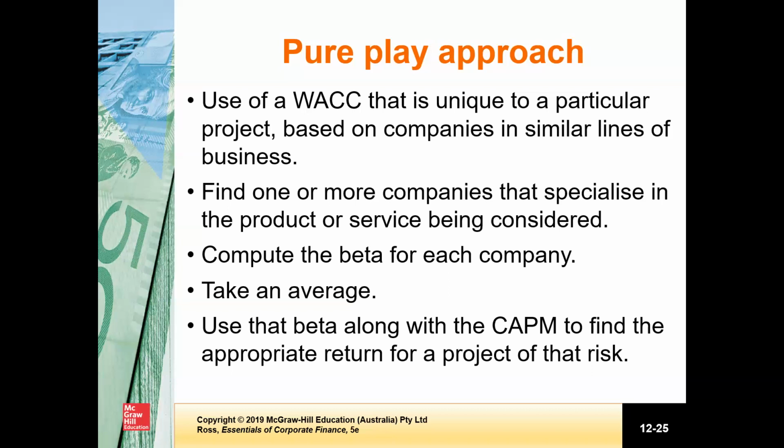So this approach is known as the pure play approach. What we try to do here is to find companies that focus as exclusively as possible on the type of project in which we are interested, and we use the beta of that company as the beta of the individual project. Then we do the rest of the estimation. So that is called the pure play approach.